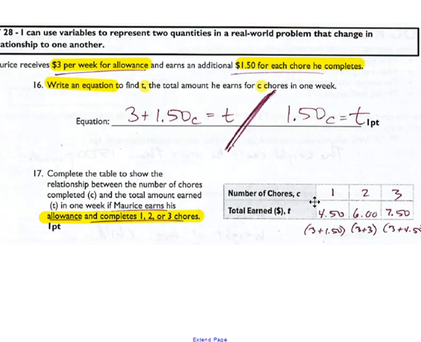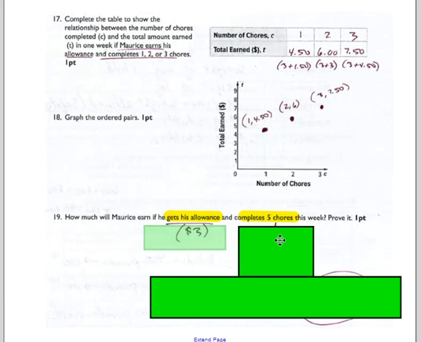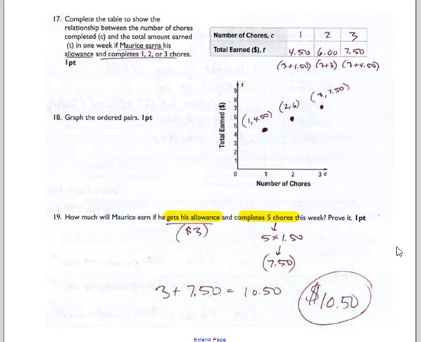So these are the amounts that we've solved. We then graph those on the graph, okay? So you should have your coordinates there for 1 chore, 2 chores, and 3 chores. And the last question here, how much will he make if he gets his allowance? Well, that's $3. And he completes 5 chores this week. Well, 5 chores at $1.50 each would be $7.50. So if I combine those, he gets over $10. Okay, he gets $10.50. That is the end of that section.